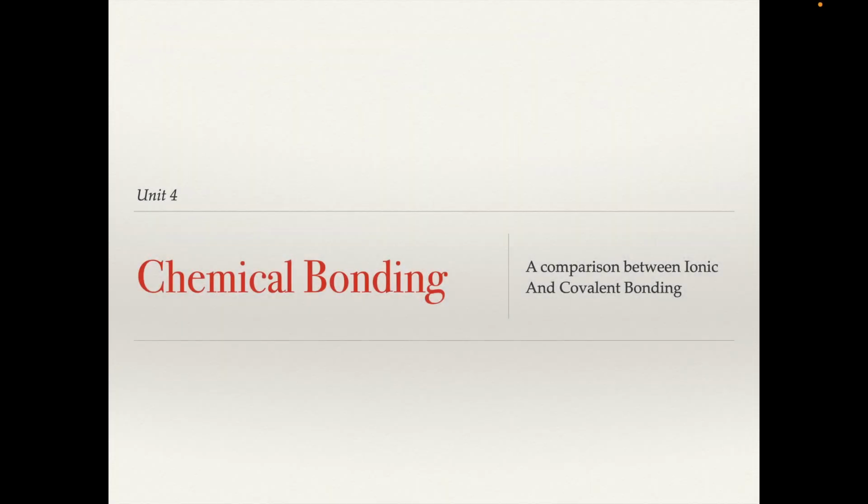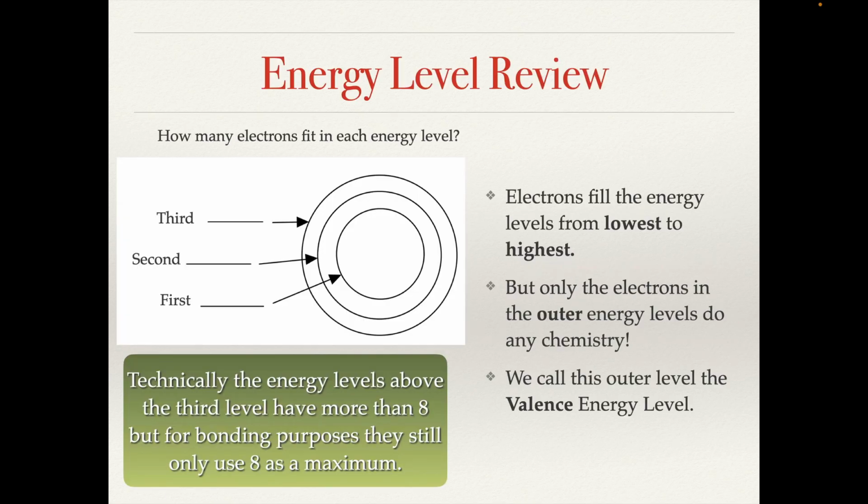Okay, here's our quick run through for the Unit 4 notes on chemical bonding, where we compare ionic bonding to covalent bonding. First thing we need to do is review our energy levels. So if you remember, around the atom you have the nucleus in the center, you have 3 energy levels. On that first energy level, we can hold up to 2 electrons. On the second energy level, we can hold up to 8, and on the third energy level, we can hold up to 8. When electrons fill, they always fill from lowest to highest energy.